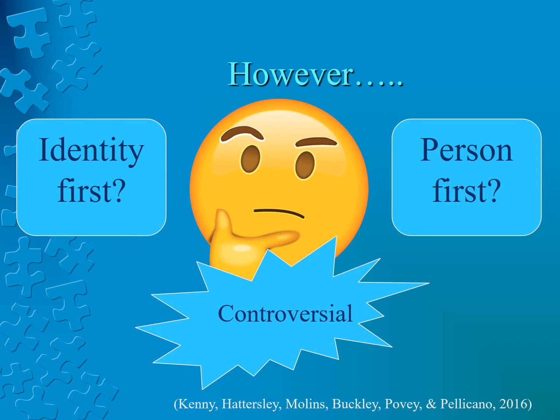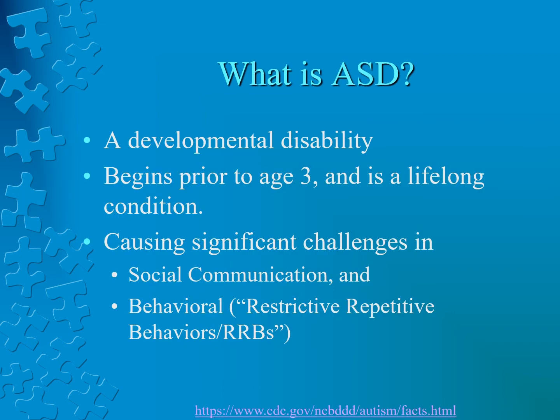But as clinicians, we are to use person first language unless the person with autism asks to be termed as identity first. Just to give you an example, I have a colleague who has ASD who wants to be called autistic, and he and I have had many conversations about this. In that case, obviously, I'm happy to acquiesce, but really we start with person first and then move the conversation forward. So when we talk about what is ASD, we know it's a developmental disability.